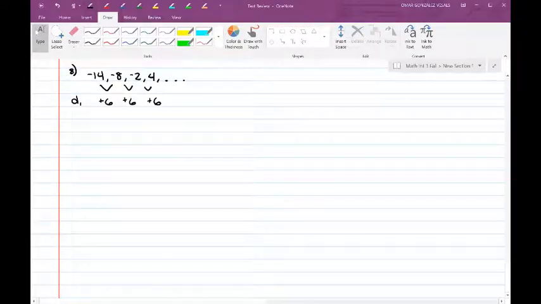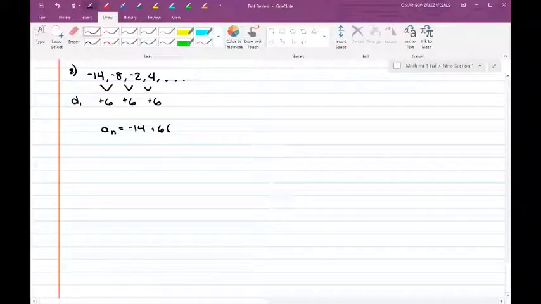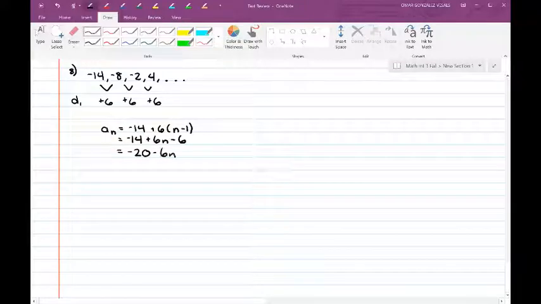Okay, so since this is arithmetic, if I want to give the nth term, first I've got to create my explicit. So it's going to be negative 14 plus 6n minus 6. And for the most part, you guys did that very well. And then you told me it was negative 20 minus 6n. It's plus 6n. My bad.